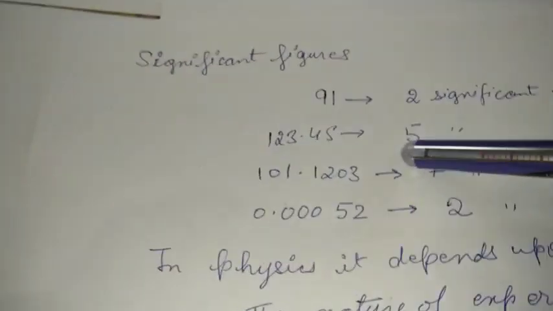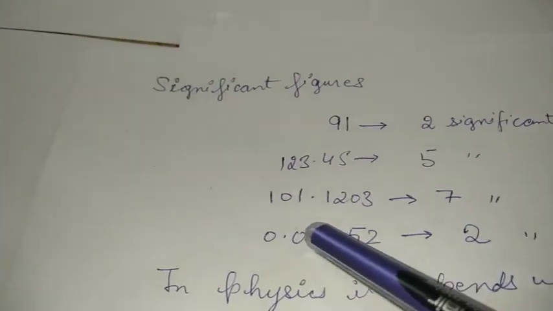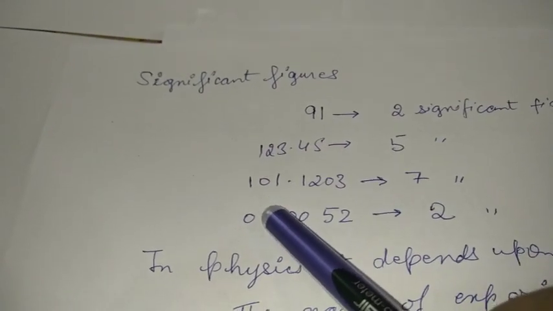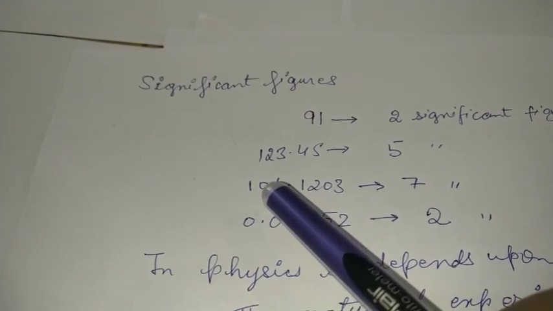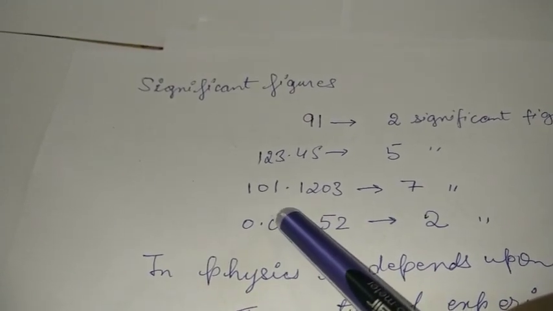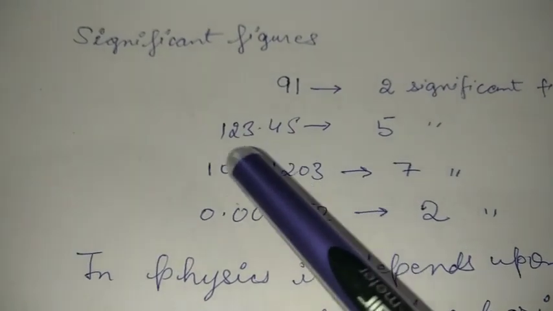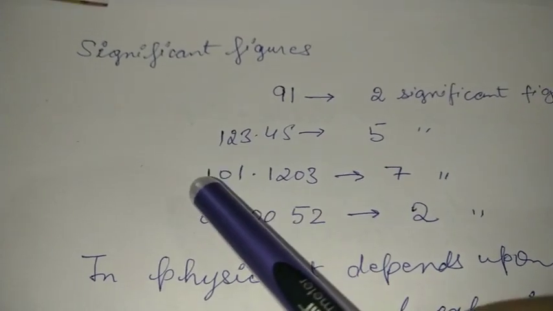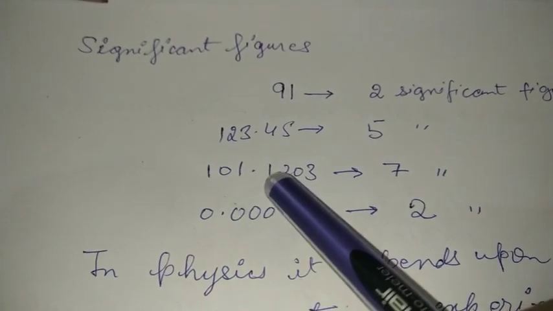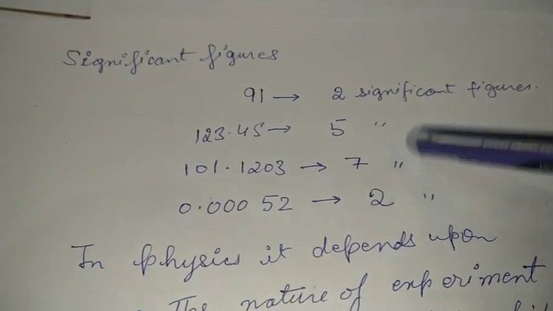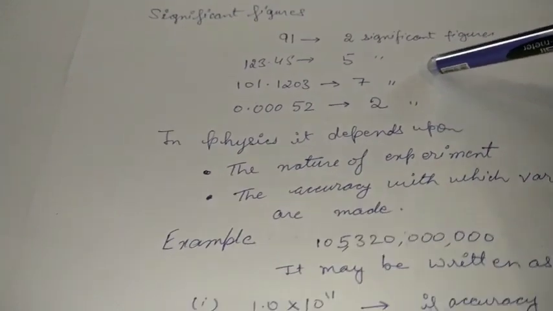Now let's take the third one. We just discussed that 0 is a significant figure when it follows a non-zero digit, but over here we have a 0 in between these numbers, so it will be counted. So that makes it 1, 2, 3, 4, 5, 6, 7. So this is going to have 7 significant figures.